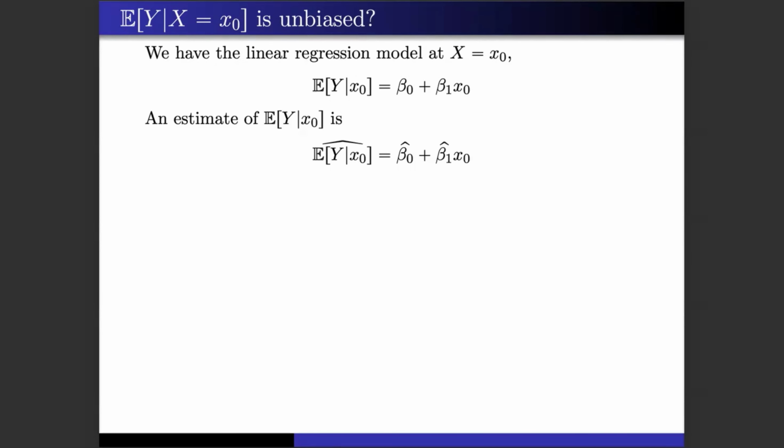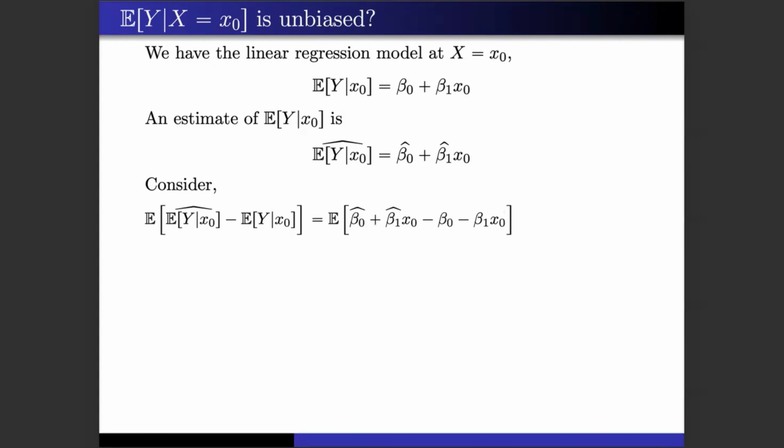And now to prove it is unbiased, we will consider the expectation of theta hat minus theta. That is the expectation of an estimator of the parameter, which is the expected value of y given x naught hat, minus the expectation of y given x naught. And we know that for any given value of x, in particular, we are taking x equals x naught, the expected value of y given x naught hat is equal to beta naught hat plus beta 1 hat x naught. The expected value of y given x naught is beta naught plus beta 1 x naught. We plug in this value and we get to this result.